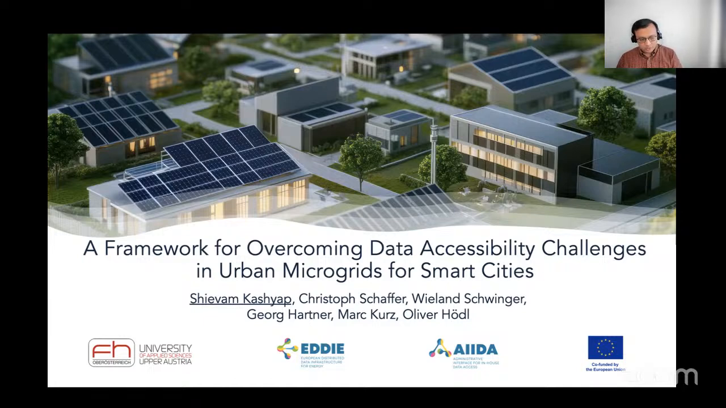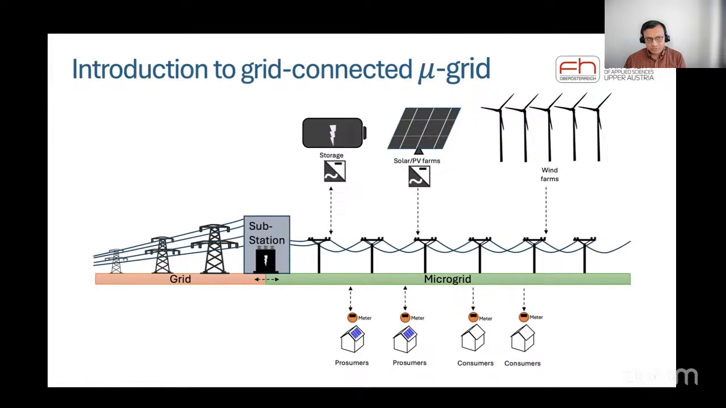Diving into the microgrids first, so talking about the introduction to the grid-connected microgrids. A microgrid is a smaller grid with some prosumers, consumers, some generation units, some storage systems, all being balanced just like a grid, and connecting to the grid for imports and exports during the time of surplus and deficit. A microgrid is a smaller grid with specific electrical and geographical boundaries.